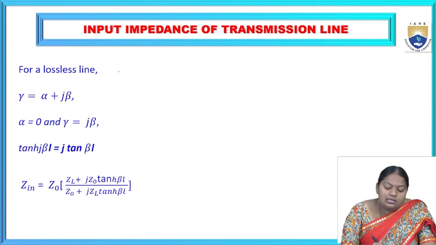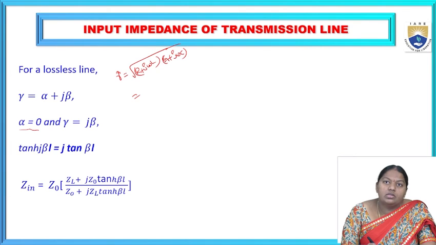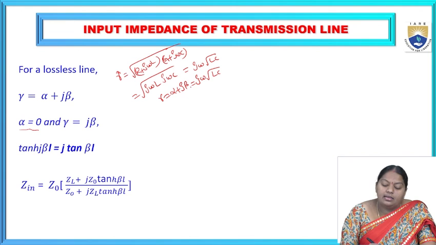For a lossless line, as we know, the attenuation constant alpha equals 0, then the propagation constant gamma equals j beta only. As we know, the propagation constant gamma for a transmission line is gamma equal to root over (R plus j omega L) into (G plus j omega C). For a lossless line, R equal to G equal to 0, then j omega L into j omega C is left out, which is equal to j omega root LC. Where gamma is nothing but alpha plus j beta, which equals j omega root LC. Now if we compare both sides, real and imaginary, the real term alpha equals 0, and the imaginary term beta equals omega root over LC.